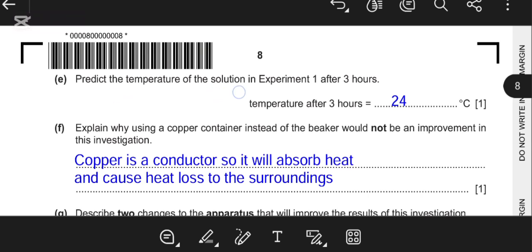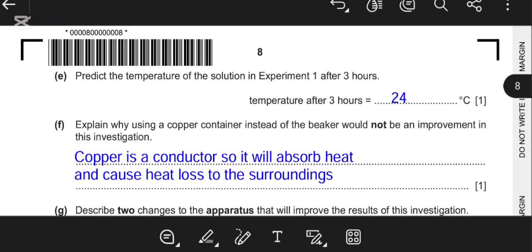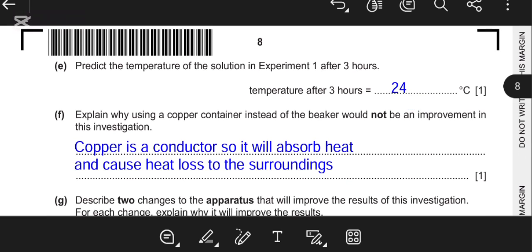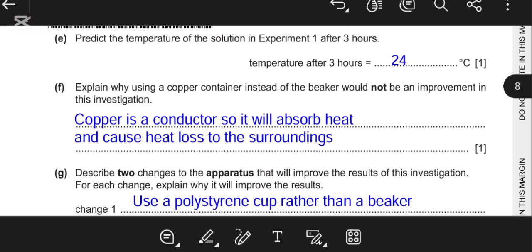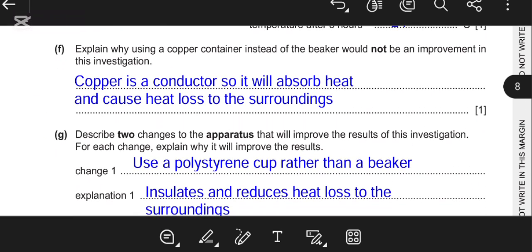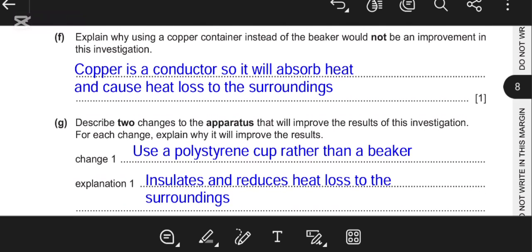Now, predict the temperature of the solution in experiment 1 after 3 hours. That has to be equal to room temperature. This is also a very common question. They try to check if you know it will equate to the room temperature because it loses heat to the surroundings. Next, explain why a copper container instead of the beaker would not be an improvement in this investigation. The reason is that copper is a conductor. It will absorb heat and cause heat loss to the surroundings. Because you all have studied that metals are good conductors of heat, that's what we have to write here.